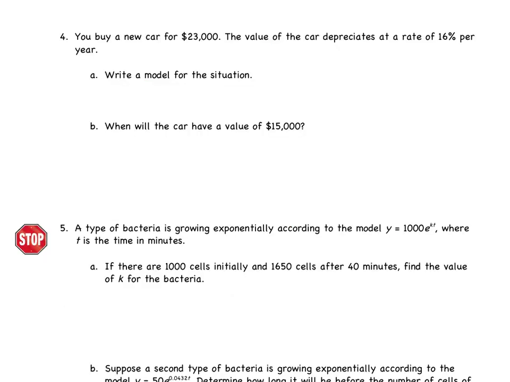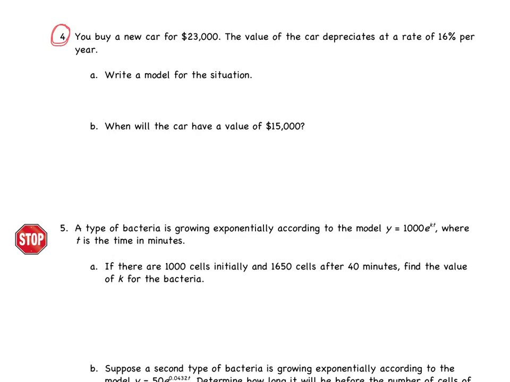Here are some examples that we are going to try again. For 4, there's no stop sign, but I want you to try 4 on your own. So pause the video right now, try 4A and B on your own, and come back when you are finished, please. Good luck. Okay, let's see how we did. You buy a new car for $23,000. The value of the car depreciates at a rate of 16% per year. A says write a model for the situation.